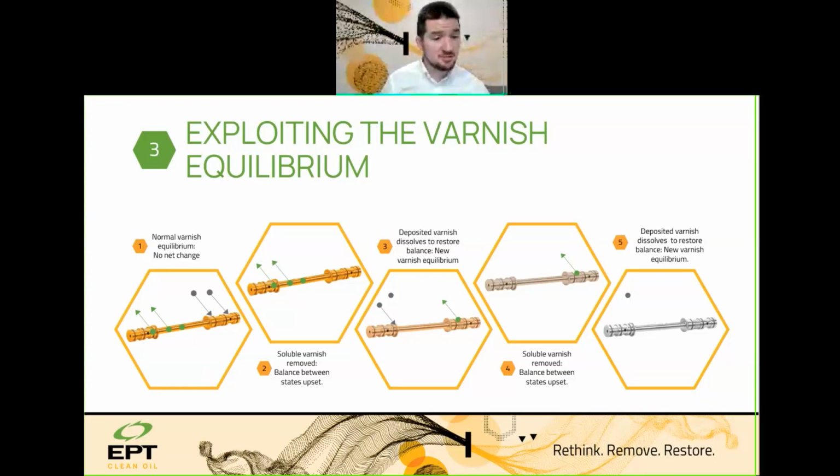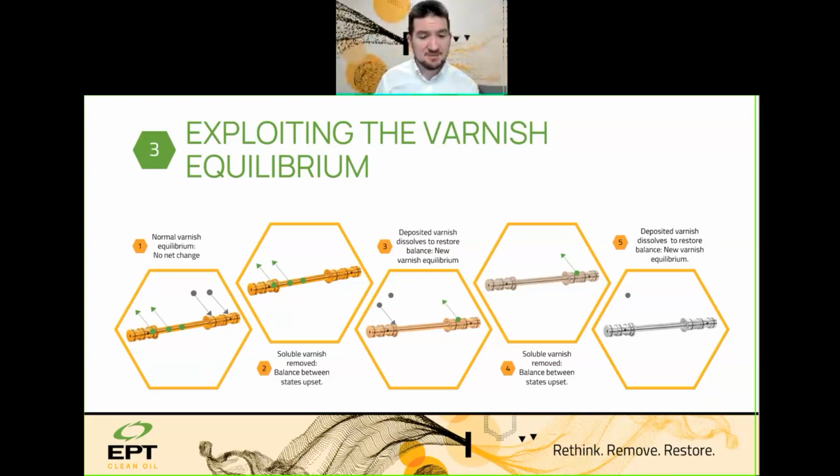And the only way that the system can respond to reestablish a new equilibrium, a new thermodynamically steady state or stable state, is if some of that insoluble varnish redissolves into the oil. And then you see the net impact of that in number 3. Our valve spool's a little bit lighter now, a little bit cleaner. There's less insoluble varnish on it. We have an equilibrium reestablished.